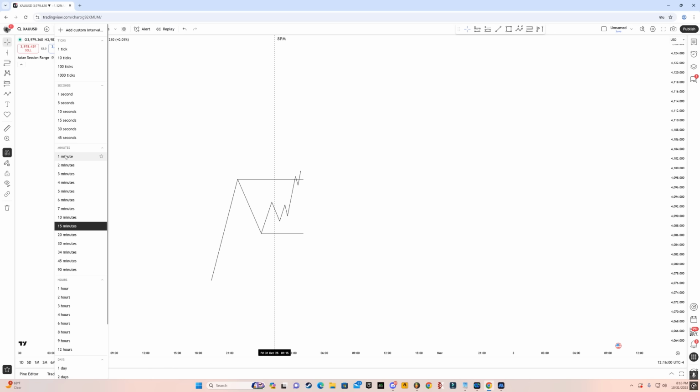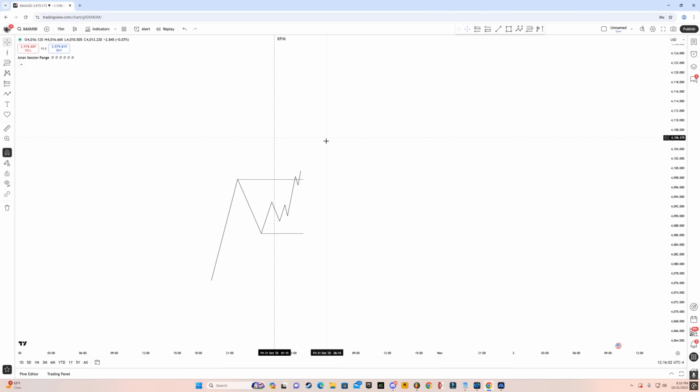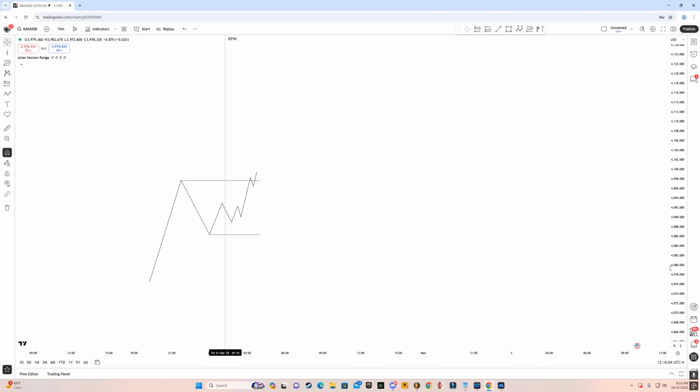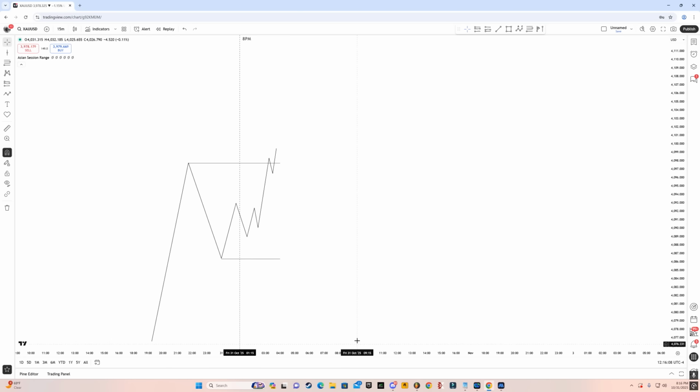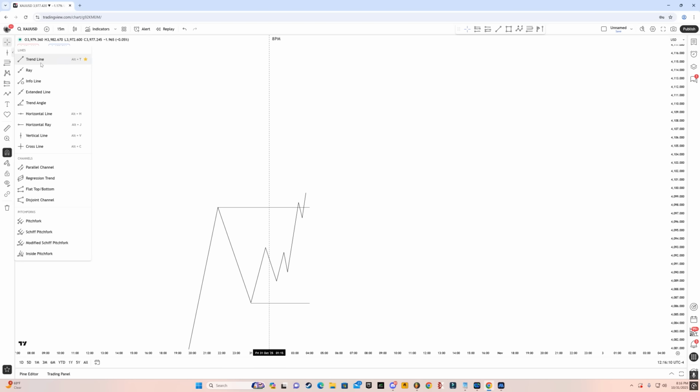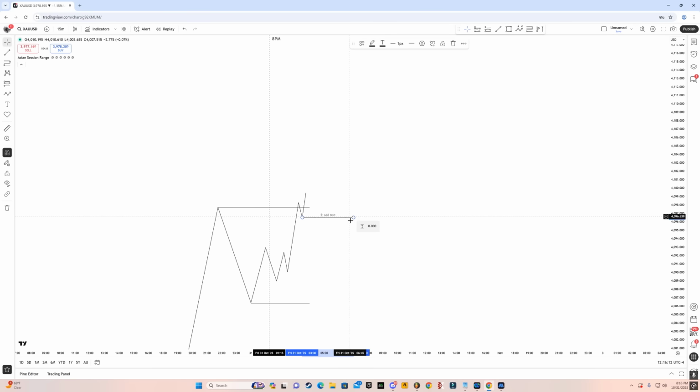And that's where we're going to look for our entries. Now, this is very important, okay? So there are a couple of rules that you have to follow. First things first, what we're looking for is a market structure shift, okay, with a candle closure. So it cannot be a wick. So we need to see a candle close below this level, okay?